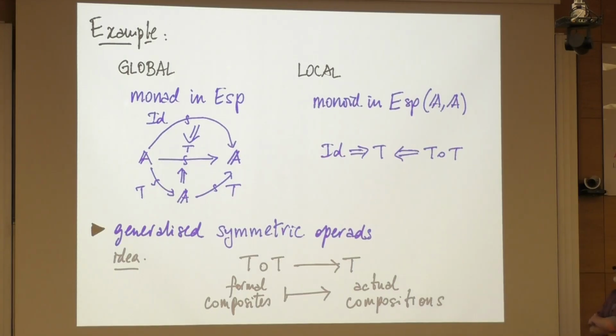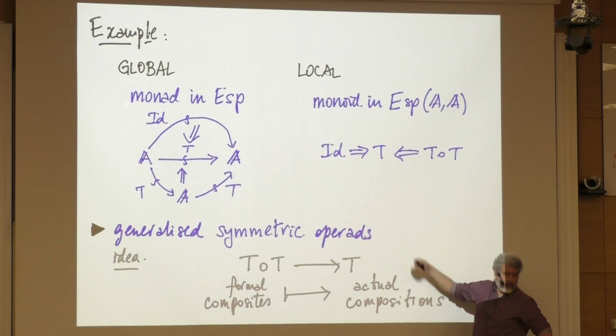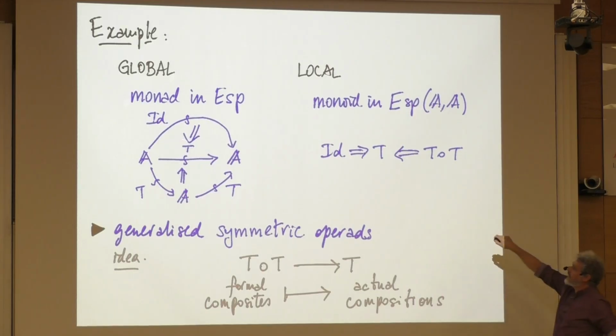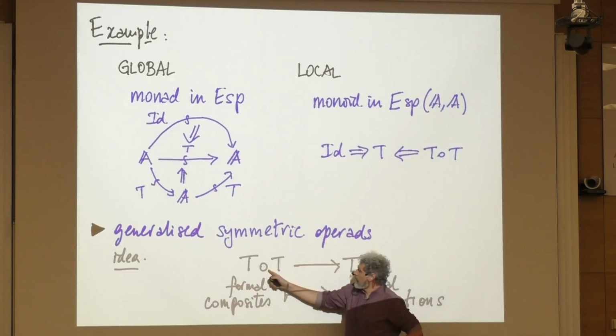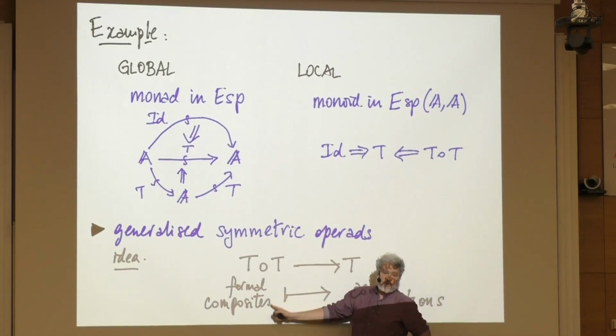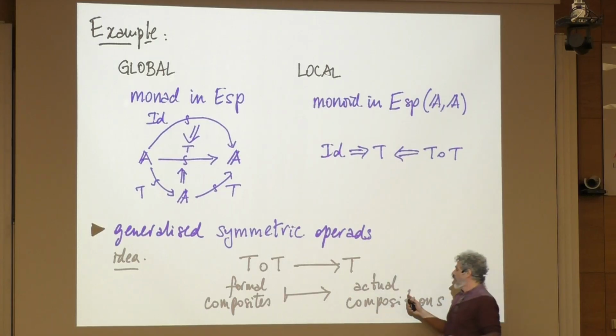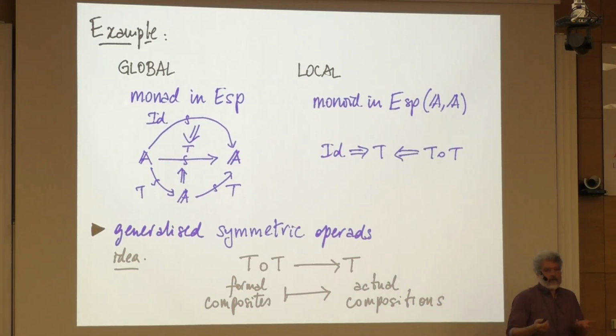Now, these monads in species, or equivalently monoids in the endohome, are generalizations of symmetric operads. They are generalizations because here A may be an arbitrary category rather than a set of colors, as we typically do there. Intuitively, the operation from T composed with T to T takes formal composites of operations from T and assigns an actual composite. And as usual, the monoid structure just says that this is associative and has a neutral element.